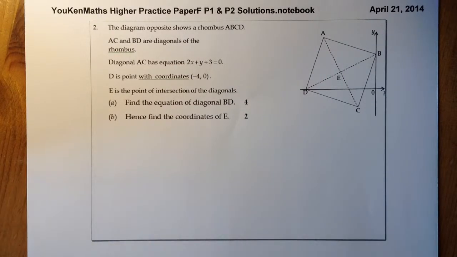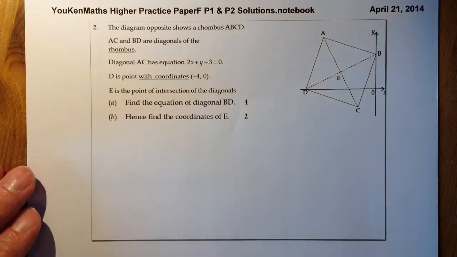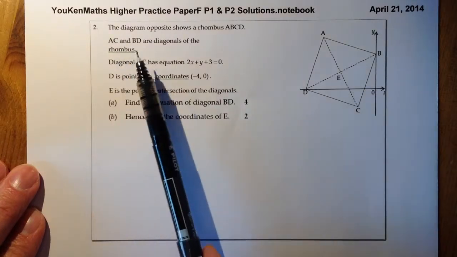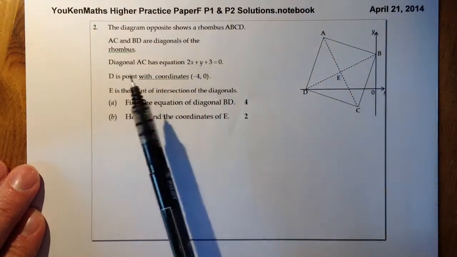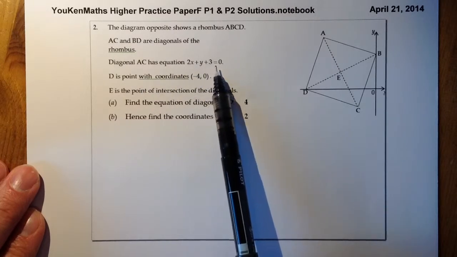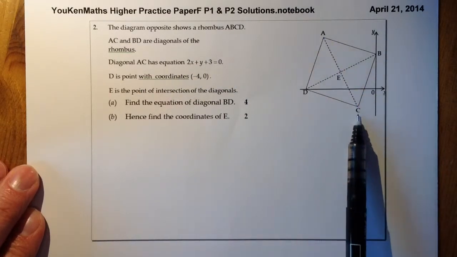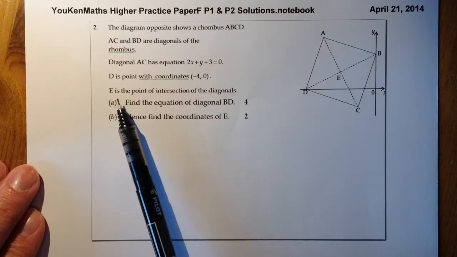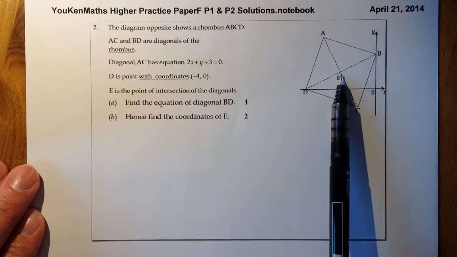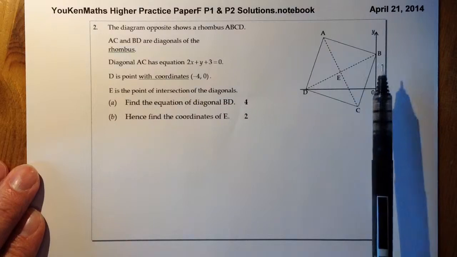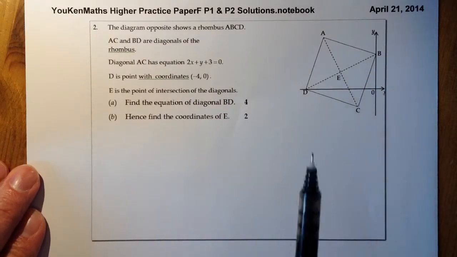This is Higher Maths, practice paper F, and we're looking at question 2 in the calculator paper. The diagram opposite shows a rhombus ABCD, and AC, BD are the diagonals of the rhombus. Diagonal AC has equation 2x plus y plus 3 equals 0, so that will be this line here. D is the point (-4, 0), and E is the point of intersection of the diagonals. Find the equation of diagonal BD. So we're going to try and find the equation of this line here.